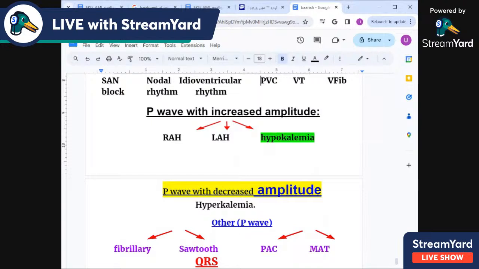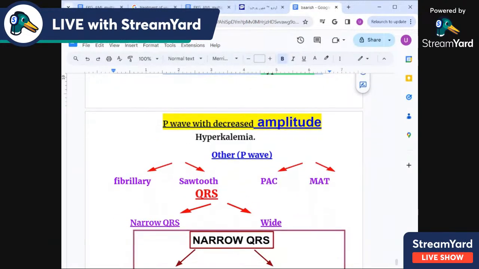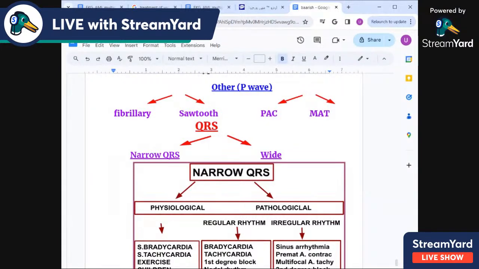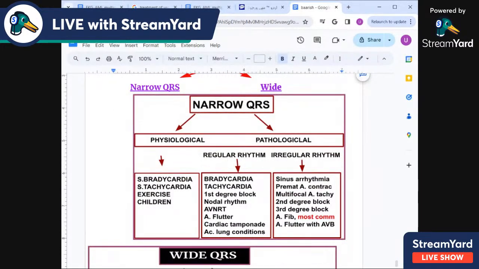In the P wave with increased amplitude, we'll do the right atrial hypertrophy, left atrial hypertrophy, and hypokalemia. These are the causes of increased P wave amplitude: right and left atrial hypertrophy, and hypokalemia. And a P wave with a decreased amplitude will be hyperkalemia. In the other P wave shapes, we'll do fibrillary or sawtooth wave, premature atrial contraction, as I already explained, and multifocal atrial tachycardia.